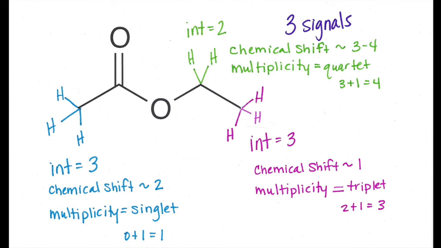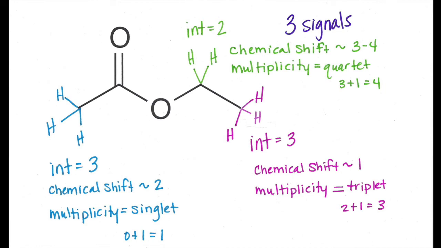The proton shown in blue will be a signal that integrates for 3 protons. These protons are alpha to a carbonyl, so their chemical shift will be at approximately 2. And the multiplicity for these protons will reflect the fact that the adjacent carbon has 0 protons.